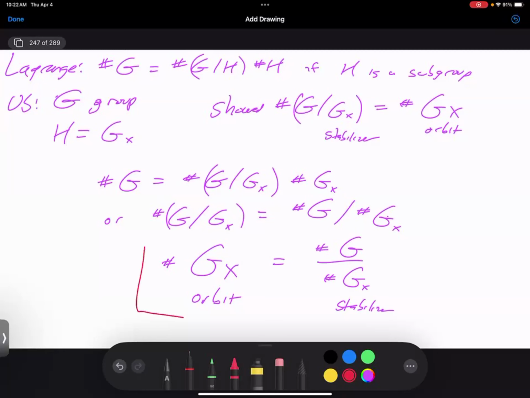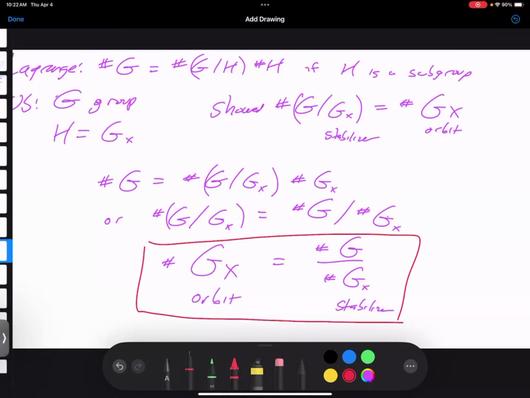So this is an extremely valuable result. It relates the size of the orbit to the size of the stabilizer. So once we know how many elements are in the group, if you tell me the size of the orbit, I know the size of the stabilizer. If you tell me the size of the stabilizer, I know the size of the orbit. And we're going to see a lot of wonderful consequences of this result.